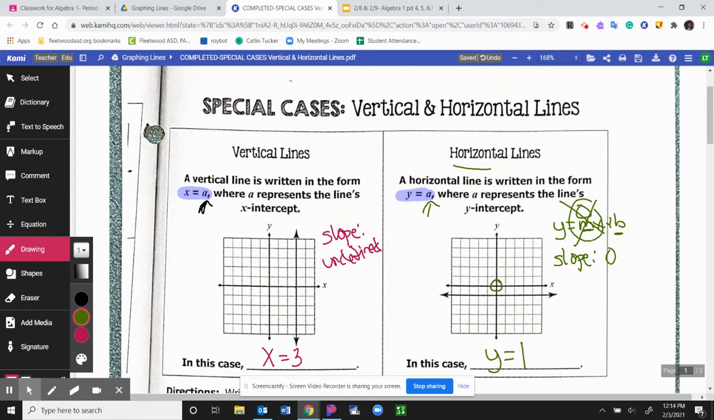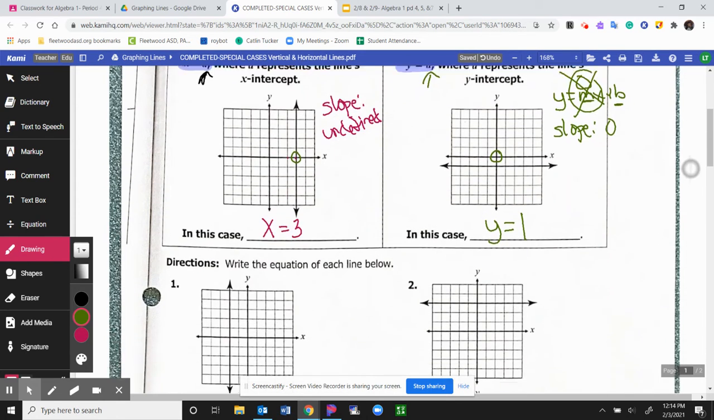So for every single vertical line, it's going to be x equals whatever number it crosses at. And for every single horizontal line, it's going to be y equals whatever number it crosses at. Okay, so let's move on and do a few examples.